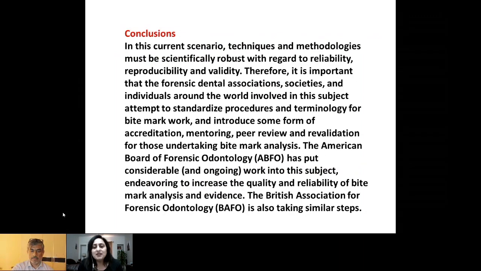ABFO has put considerable work into the subject, endeavoring to increase the quality and reliability of bite marks and evidence. The British Association for Forensic Odontology is also doing similar steps. Thank you so much.